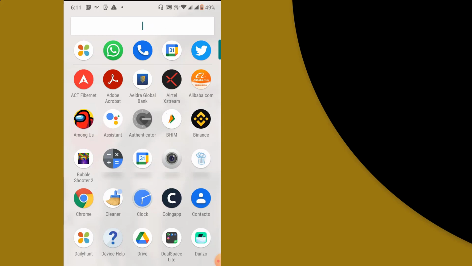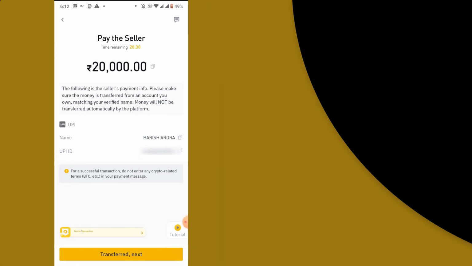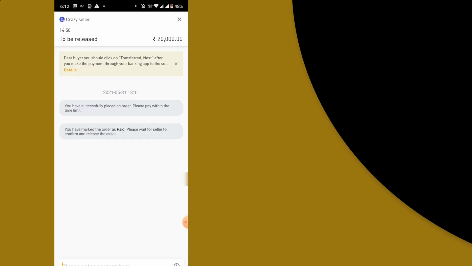I'm going to PhonePe again. So I just transferred him 20,000, guys. Now I'm going to click on transfer next, and now he has to release my crypto. So let's see how long this guy will take. And also you can go here and text him. I'm not going to text him.